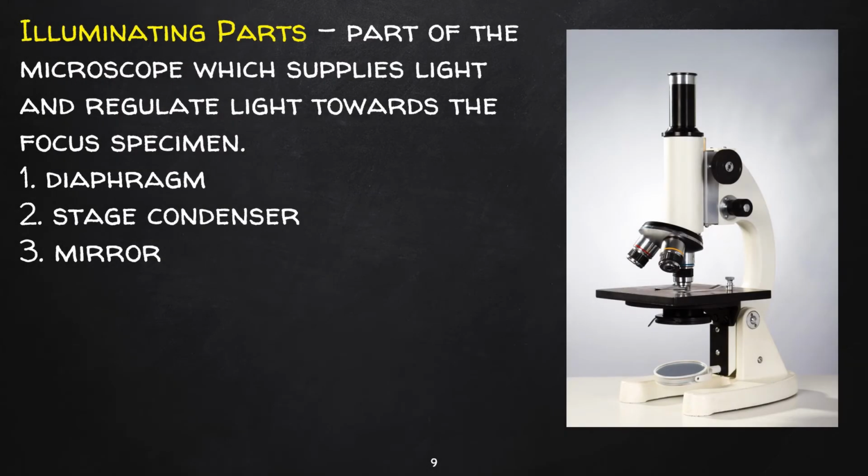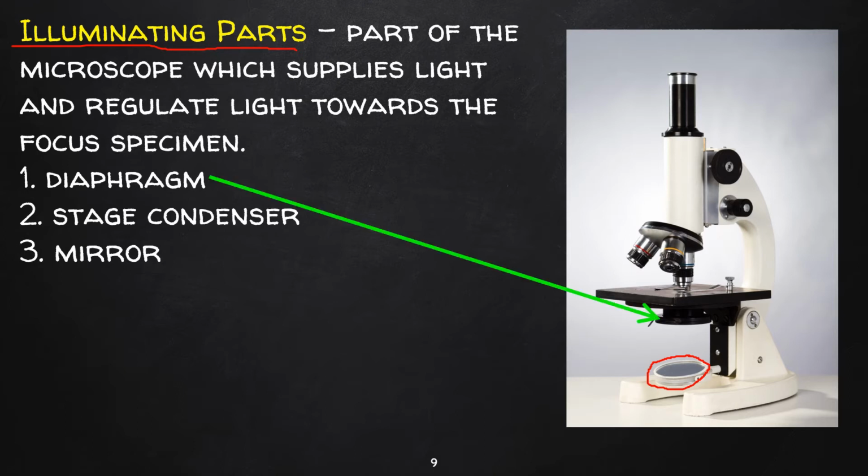The second major part of the microscope is what you call the illuminating parts. When we talk about illuminating parts, ito yung parte ng microscope na nagbibigay or nagpo-provide ng liwanag or light. Now, yung ibang mga microscope, instead of mirror, meron diyang light source or light bulb which supplies the needed or necessary illumination that would be needed by the microscope. So, illuminating parts, these are parts of the microscope which supply the light and regulate light towards the focus specimen.